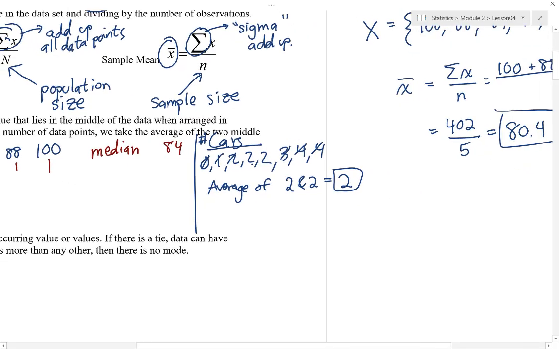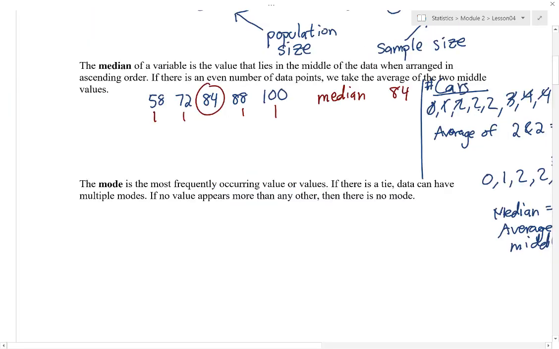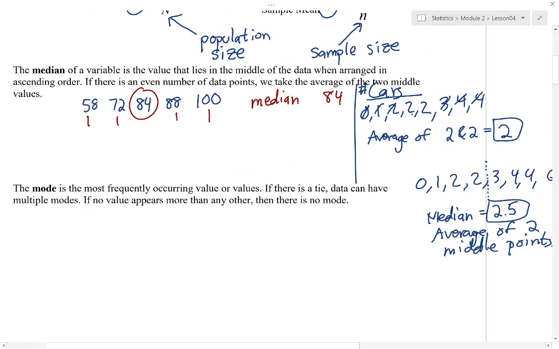So maybe we'll do one more example here. 1, 2, 2, 3, 4, 4, 6. So another sample. All right, so we can divide the data set in 4 and 4, and the median here is going to be 2.5, because it's halfway between 2 and 3. We're just taking the average of the 2 middle. Okay, so that's median. The last one we'll talk about is mode.